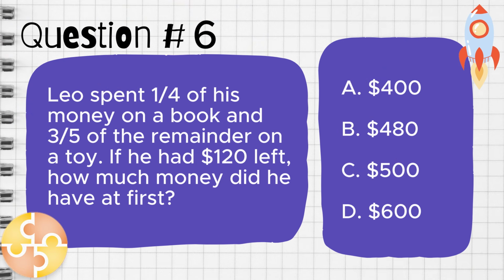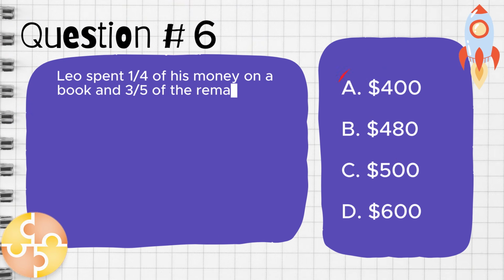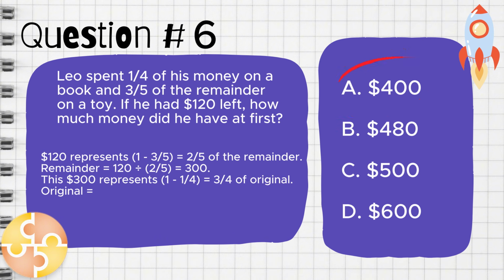Time's up. The correct option is A. $400. Here's why. $120 represents the quantity of 1 minus 3/5, which is 2/5 of the remainder. Remainder equals 120 divided by 2/5, which is 300. This $300 represents the quantity of 1 minus 1/4, which is 3/4 of the original. Original equals 300 divided by 3/4, which is $400.